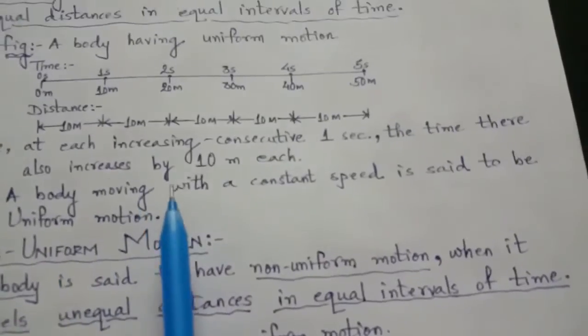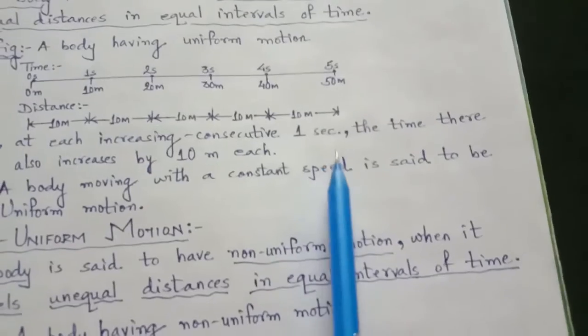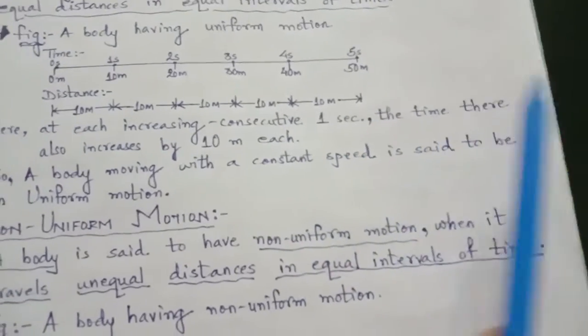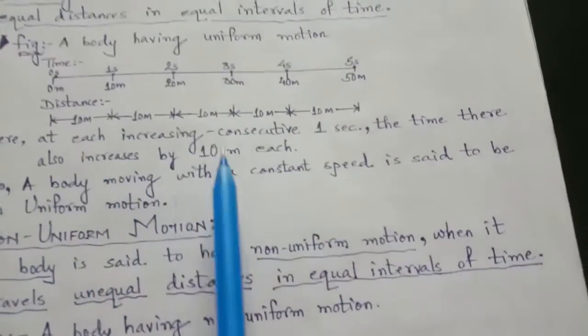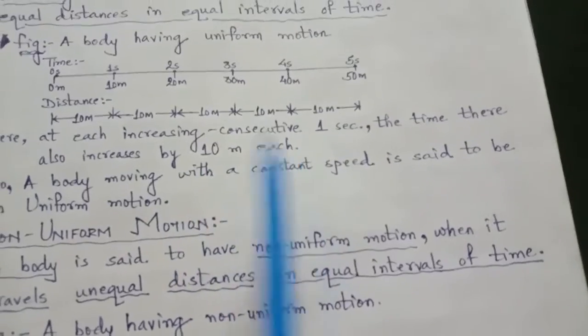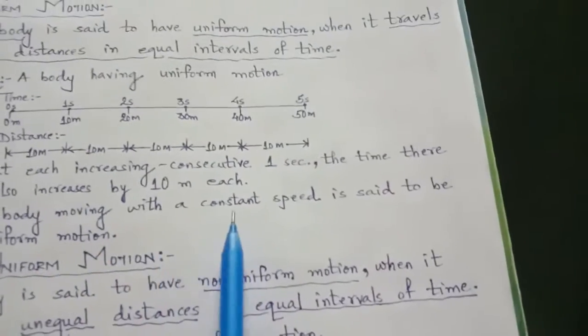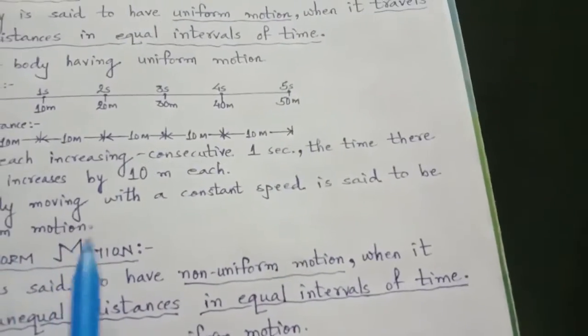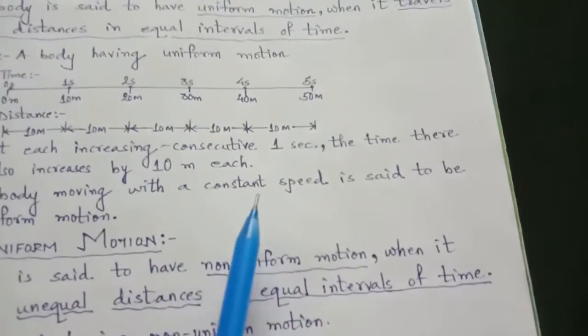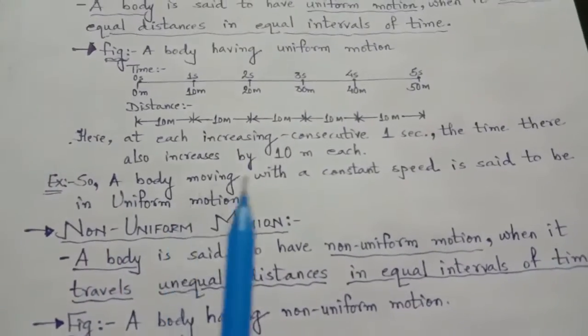Here at each consecutive 1 second, the distance also increases by 10 meter each. So a body moving with a constant speed is said to be in uniform motion.